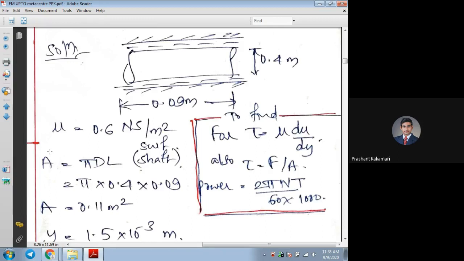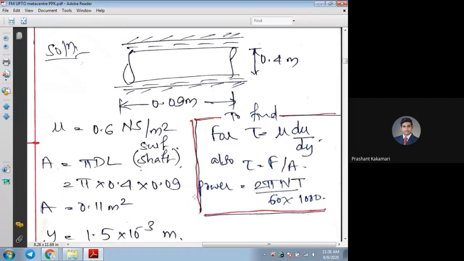So the area is clear, I think. For this hollow cylindrical area, or the cylinder surface area, it is pi d L only. Pi d is the perimeter, the ring, and L is the cylinder length, giving the total cylinder surface. I'm taking the inside diameter as 0.4 meters. L is 0.09 meters. So one can find the contact area of the oil and sleeve. That is coming around 0.11 meters squared.